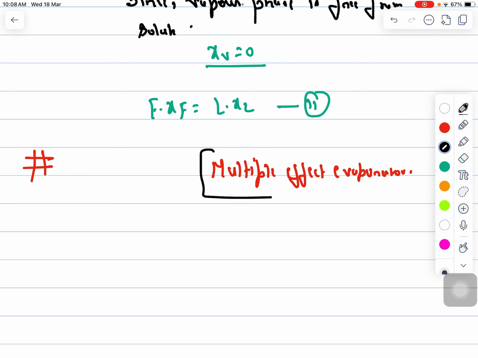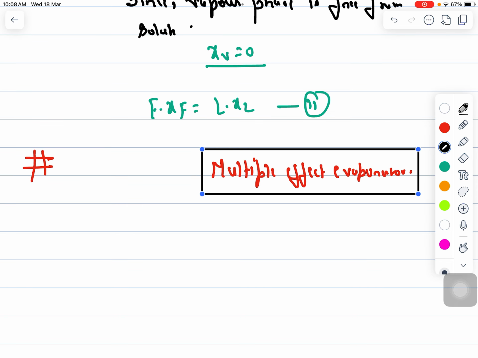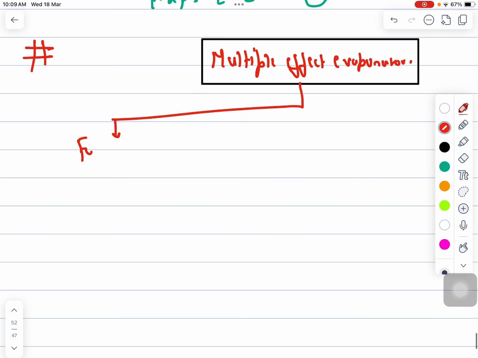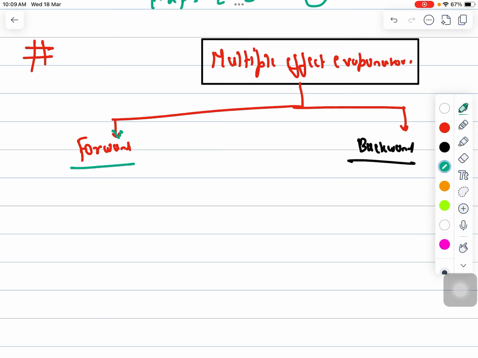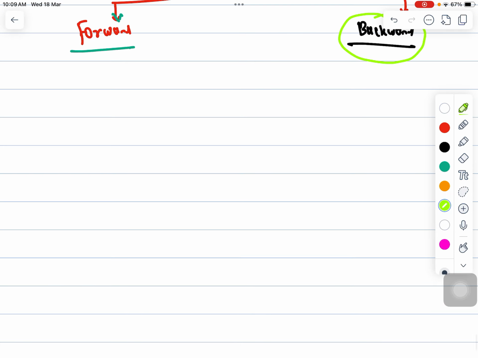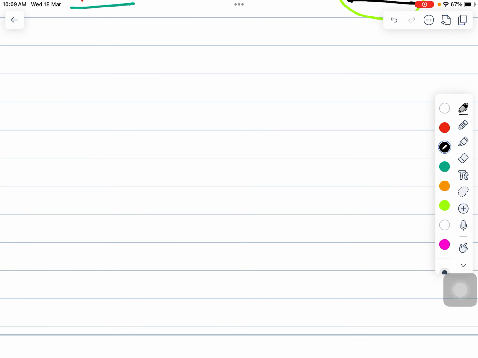When we talk about the multiple effect evaporator, we have two kinds of problems: forward feeding or backward feeding. Here I will be discussing the forward feeding multiple effect evaporator. For backward feeding, you can go to my YouTube lecture, where you will find a good video on that. So basically, how does this look? You have an evaporator unit, let's say.